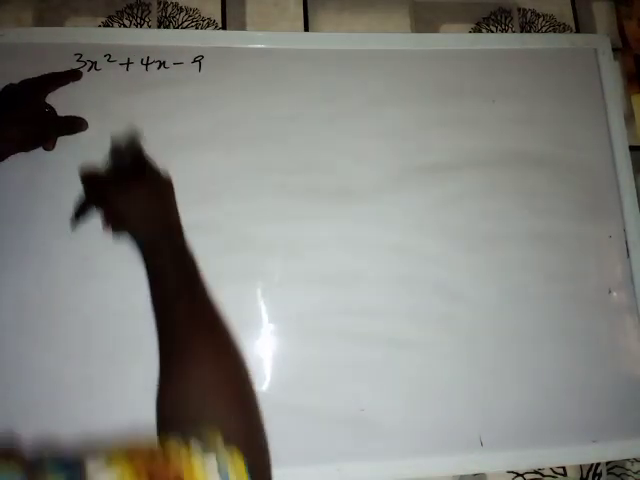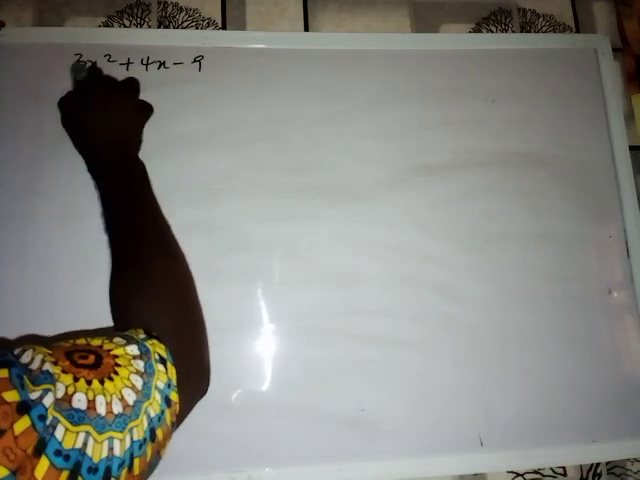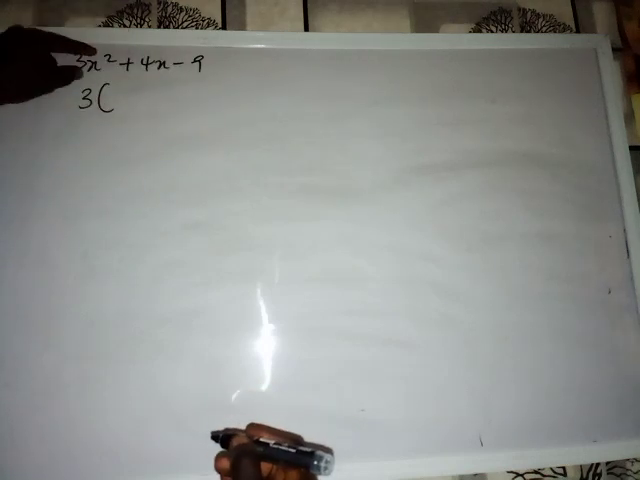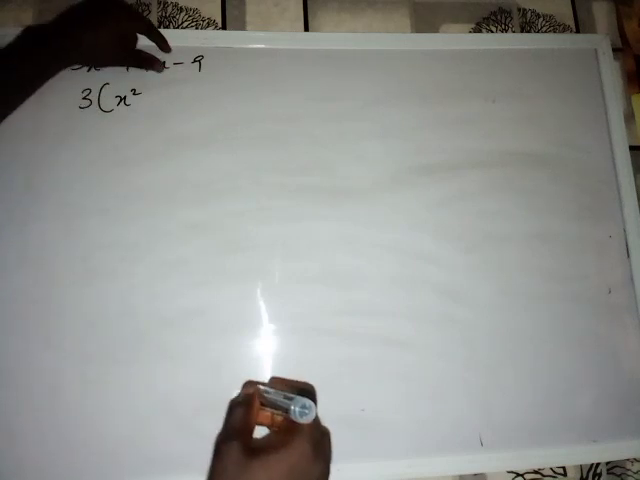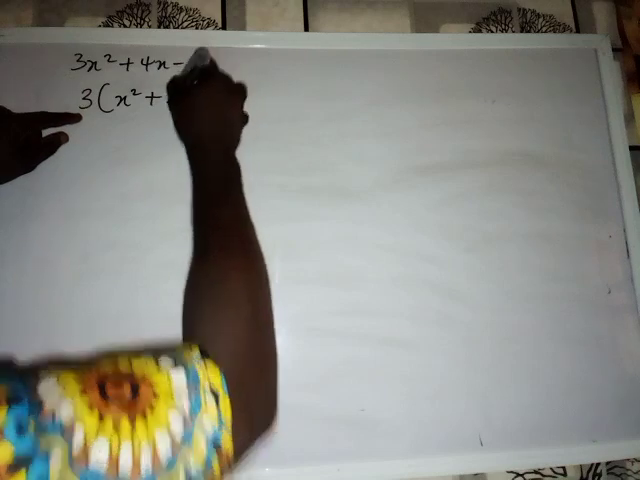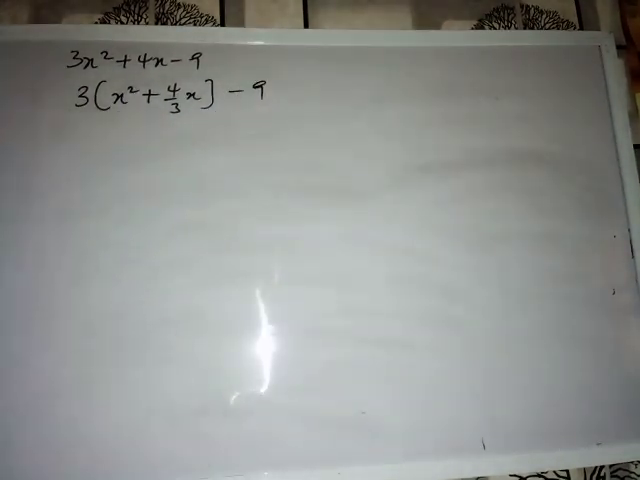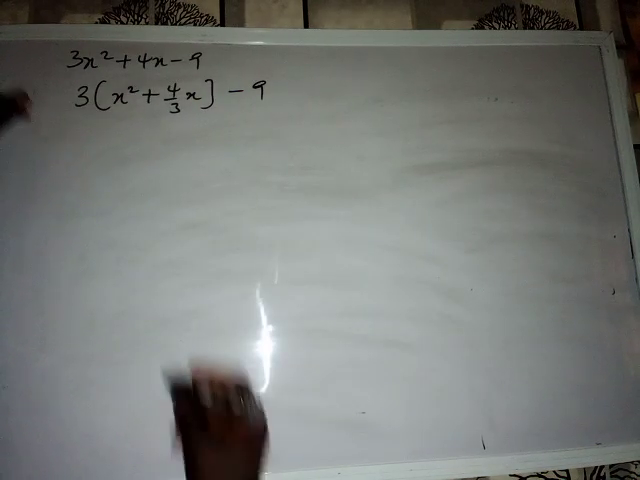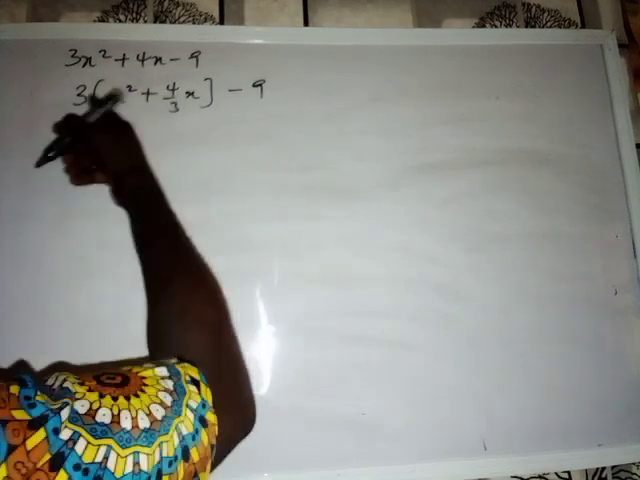You factorize 3 out from these two x squared terms. Normally 3 is not common, so you factorize that. 3x squared divided by 3, you are left with x squared. 4x divided by 3, you are left with 4 over 3 x. Then minus 9. And this is similar to the one I've been doing, since the coefficient of x squared is 1. So I then make this term square so that I can pair them together.